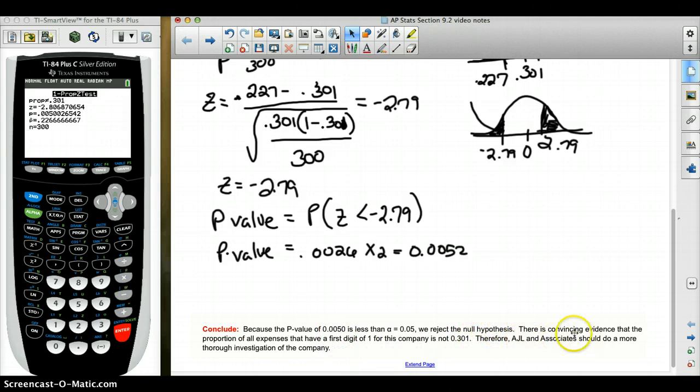Therefore, the company should do a more thorough investigation of the company that they were investigating. So there could be fraud going on with that company. So the A, J, and L associates is going to want to make sure they go back and actually look at this.